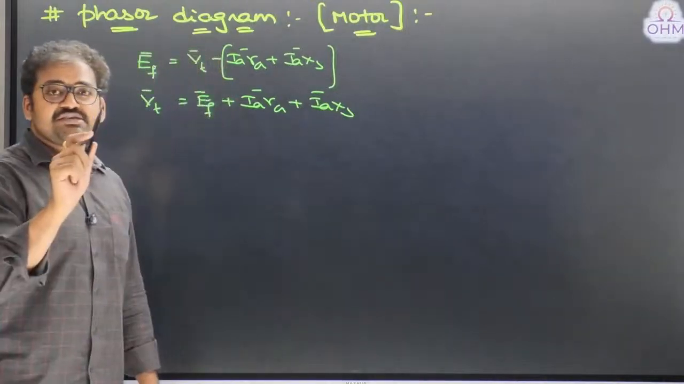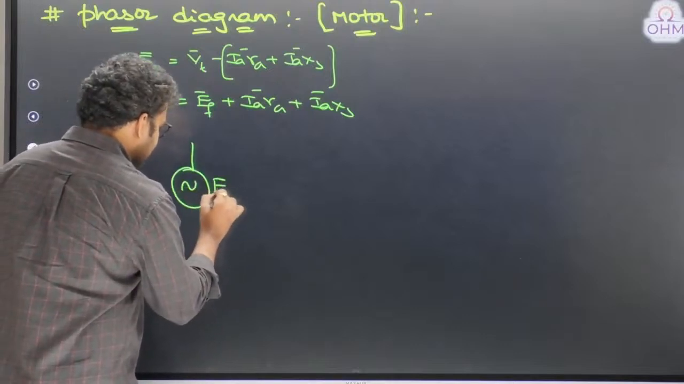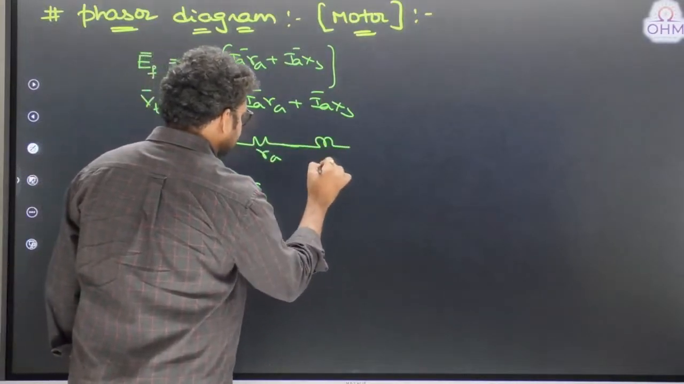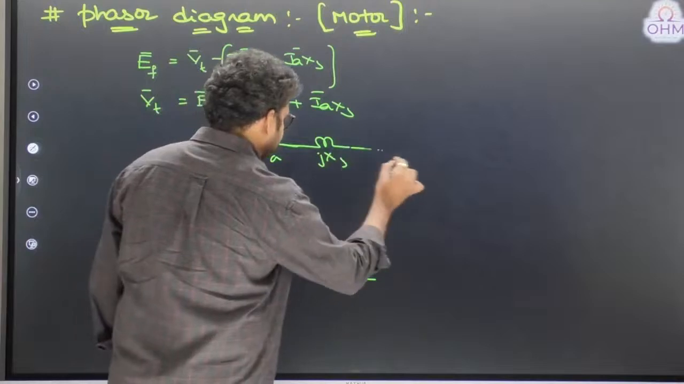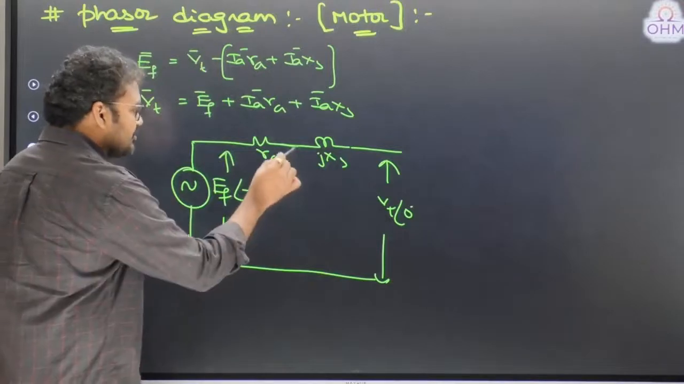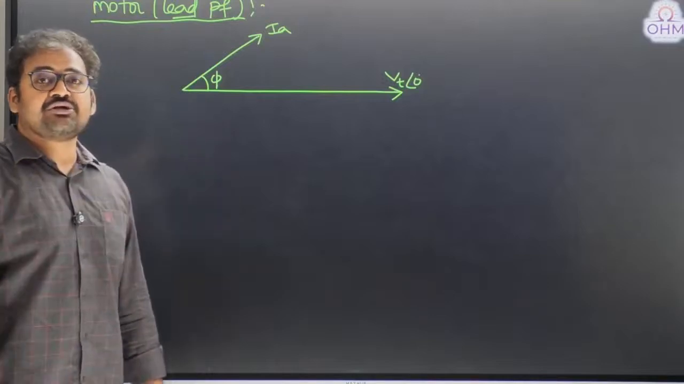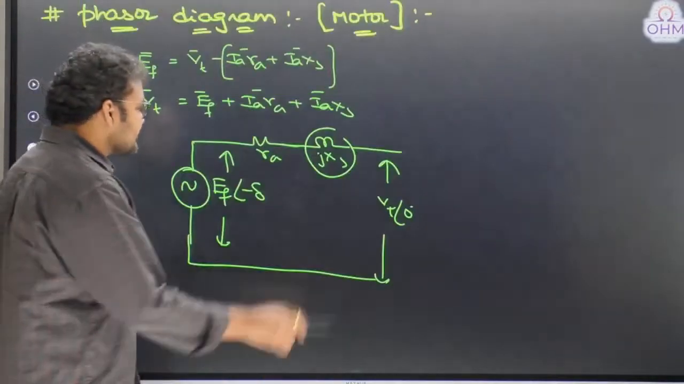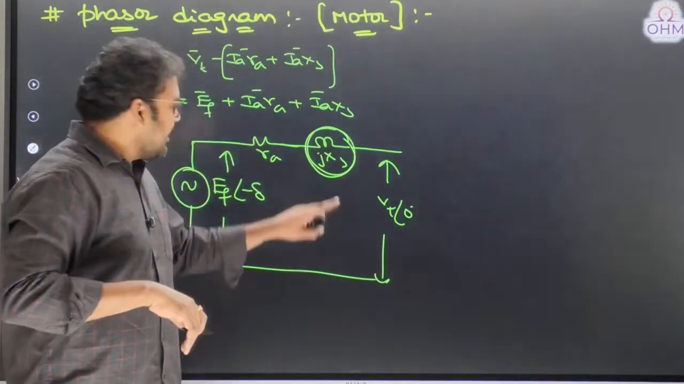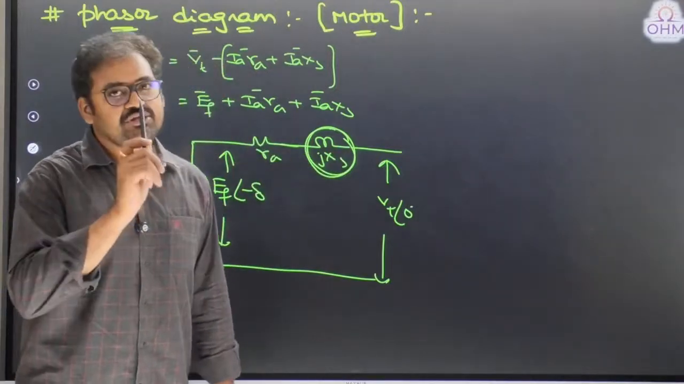IaXs drop. XS is an inductive reactance. Remember, the circuit diagram is like this. EF at an angle minus delta. This is Ra. This is XS. This is the terminal voltage, Vt at an angle 0. So, don't confuse. Sorry, you said leading power factor, so XS is capacitive reactance? That is wrong. XS is nothing but a parameter which is internal to the machine. It's a machine parameter, and a machine parameter is always an inductive reactance only. So, XS is an inductive reactance.